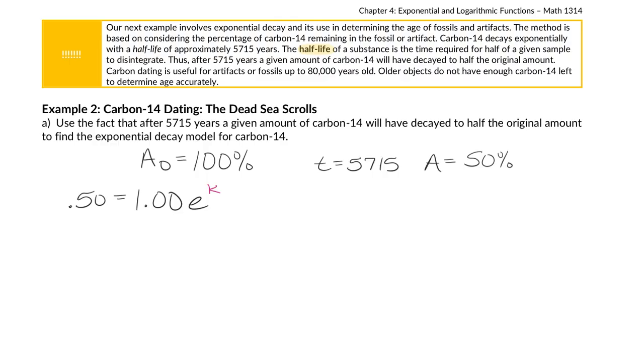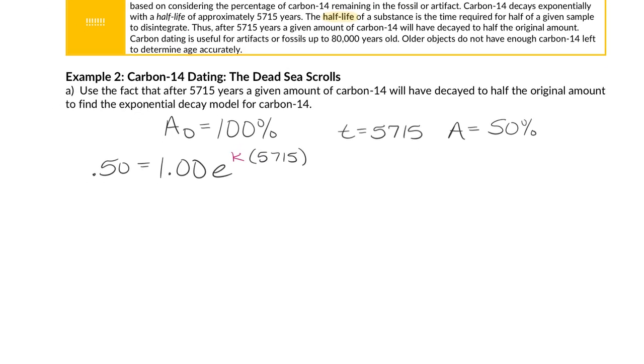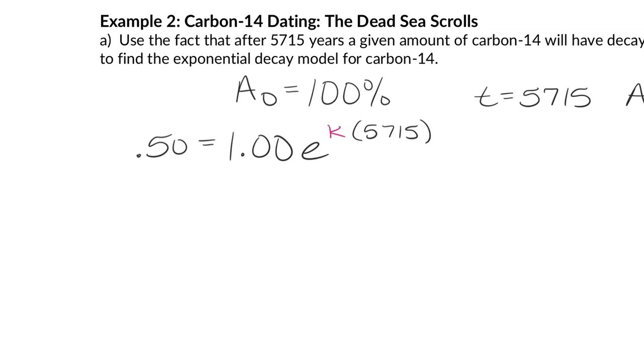But we don't know k, we do know t. Again, even though we don't have an actual amount of carbon-14, like 12 grams, we know it had all of the carbon-14 at the beginning, and it loses half of it by 5,715 years. Just like we did on the other page, we need to solve for k. What should I do first to isolate the base? Divide. What are we dividing by? 1. That doesn't really do anything, so okay. We have 0.5 equal to e to the 5715k.